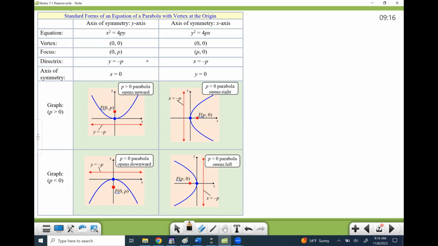And we have the formulas over here for the focus and directrix. Okay, so we'll just come back and use these. I like to graph first. It's easier for me to do it graphically, so I'll show you both. Okay.